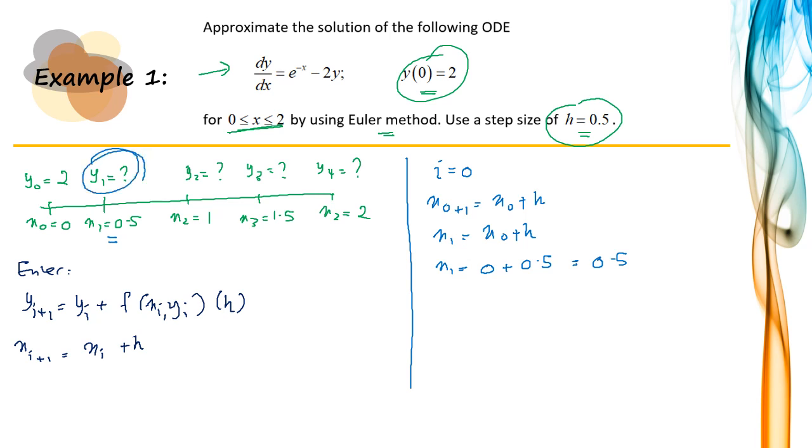By using this formula, when i is equal to 0, we have y1 is equal to y0 plus f(x0, y0) multiplied with h. Let's substitute the values that we have. y0 is equal to 2, x0 is equal to 0, and h is equal to 0.5.